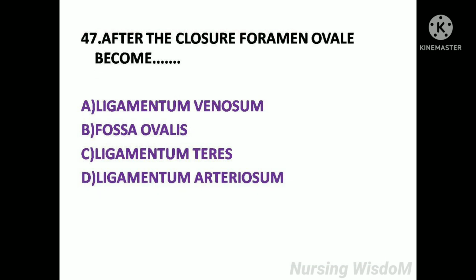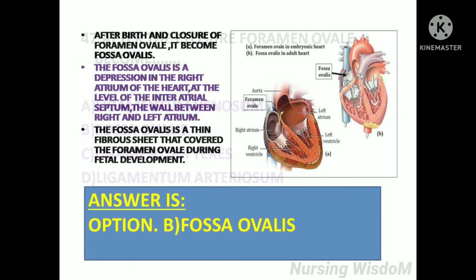Next question, after the closure, foramen ovale becomes option A, ligamentum venosum. Option B, fossa ovalis. Option C, ligamentum teres. Option D, ligamentum arteriosum. After birth and closure of foramen ovale, it becomes fossa ovalis. The fossa ovalis is a depression in the right atrium of the heart at the level of the interatrial septum, the wall between right and left atrium. The fossa ovalis is a thin fibrous sheet that covered the foramen ovale during fetal development. So here the answer is option B, fossa ovalis.